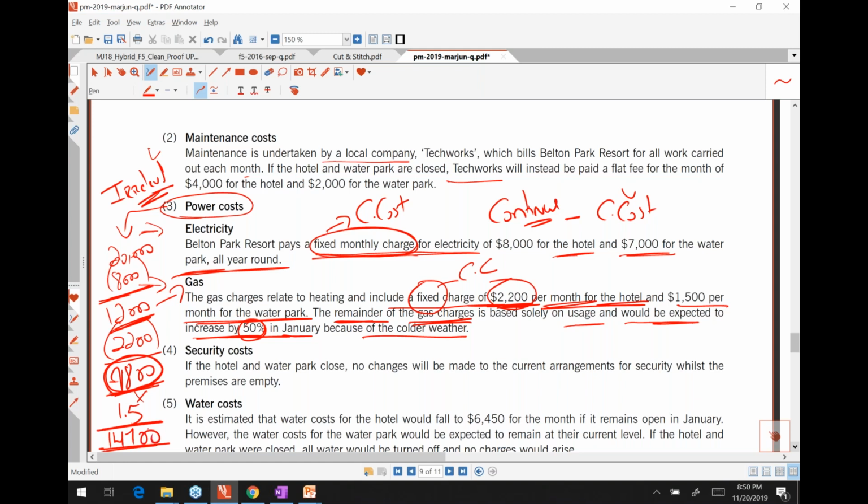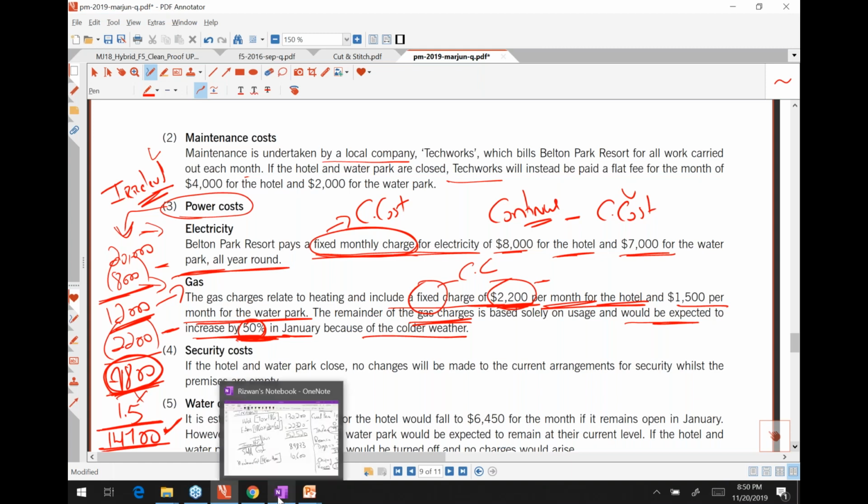1.5 becomes 14,700. So it's simple. Power cost was 20,000, fixed electricity deducted 8,000, fixed gas deducted 2,200. We are left with 9,800. The remainder relates to the usage and needs to be increased by 50% for January. So I've increased this by 50%, and this is 14,700 that relates to the usage, and this is incremental cost.